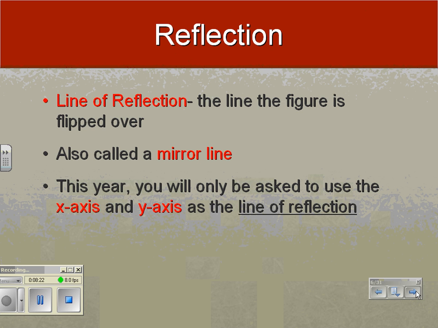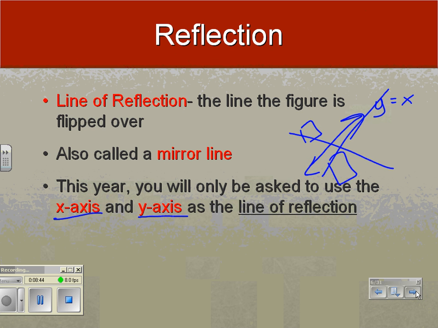This year you will only be asked to use the x-axis and y-axis as the line of reflection. In the future, you might be given a random line. For example, maybe y equals x. And you might take a figure and actually flip it over a different line of reflection. But this year, remember, we're only using the x-axis or the y-axis as our line of reflection.